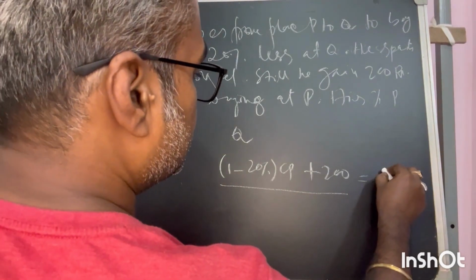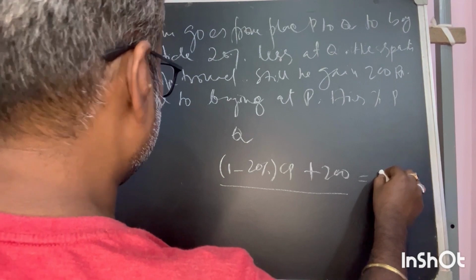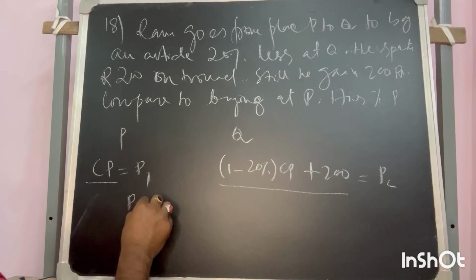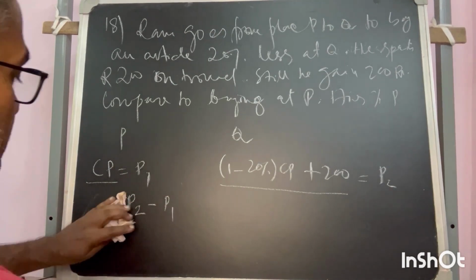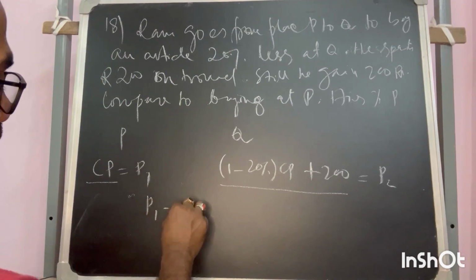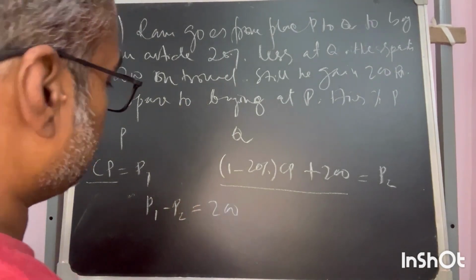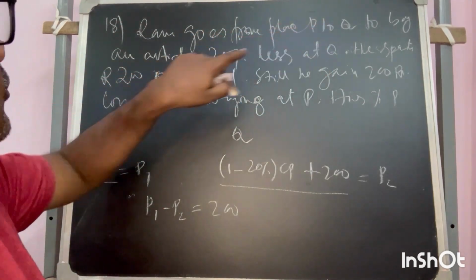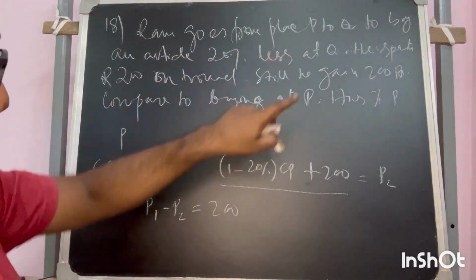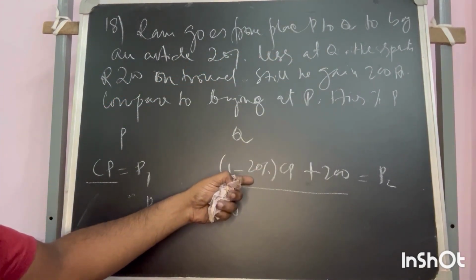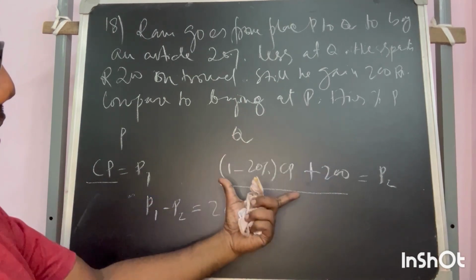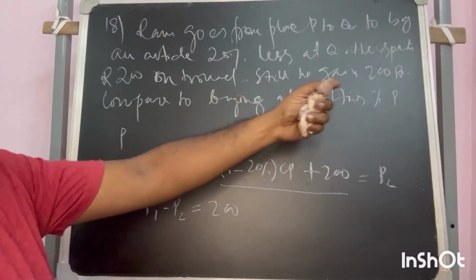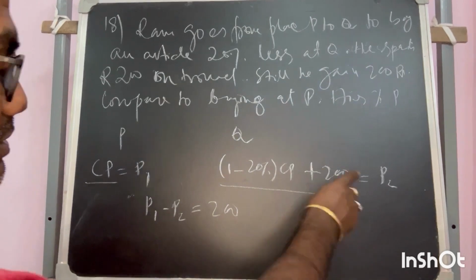Now let's say this is the amount paid P2, and this is the amount paid P1. So if we do P1 minus P2, there is also a gain, meaning he is spending less price there. Ram goes from P to Q to buy an article 20% less at Q, so he is getting 20% less price, but he is spending 200. Even though, the total cost he has incurred is 200 less than P1, only then is he getting a gain of 200. So this is the case.